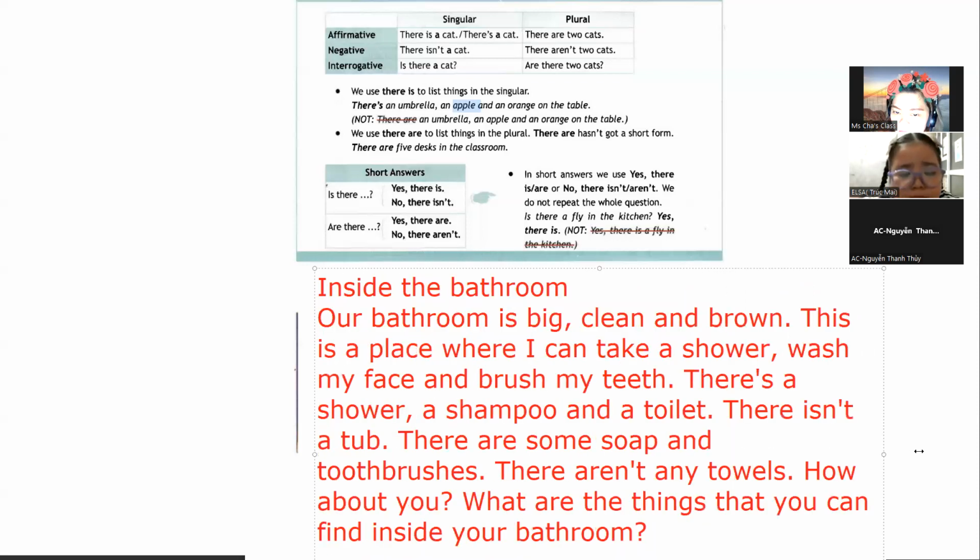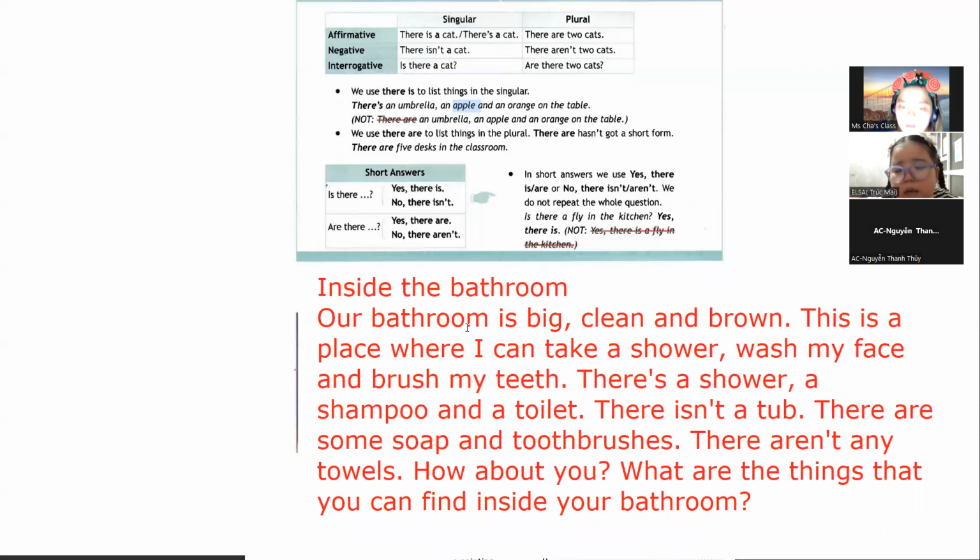Inside the bathroom. Our bathroom is big, clean and brown. This is a place where I take a shower, wash my face and brush my teeth. There is a shower, a shampoo, and a toilet. There isn't a tub. There are some soap and toothbrushes. There aren't any towels. How about you? What are the things that you can find inside your bathroom?